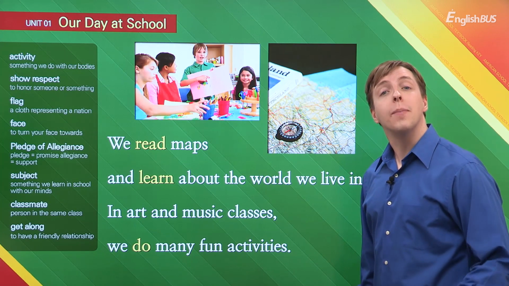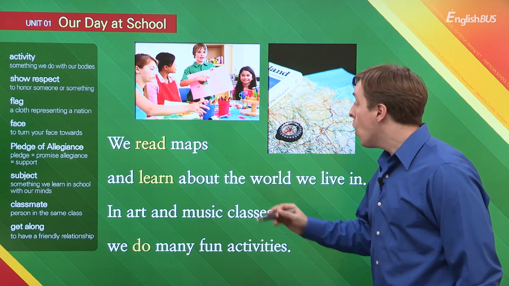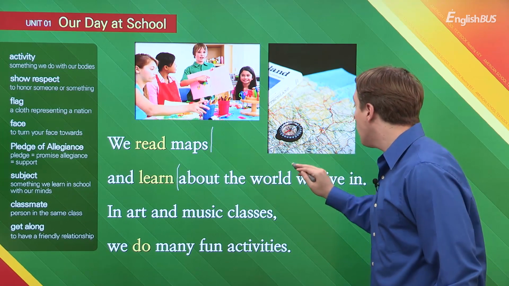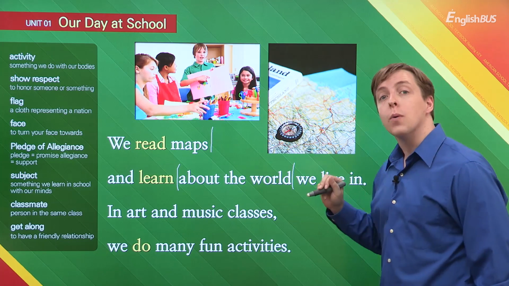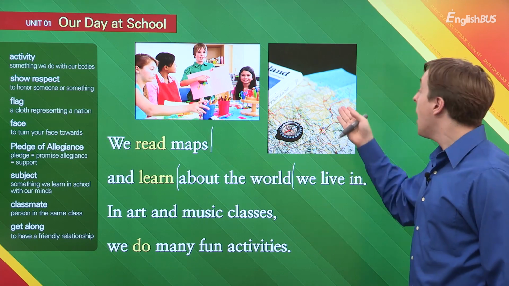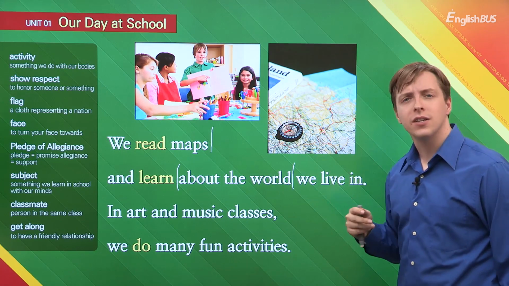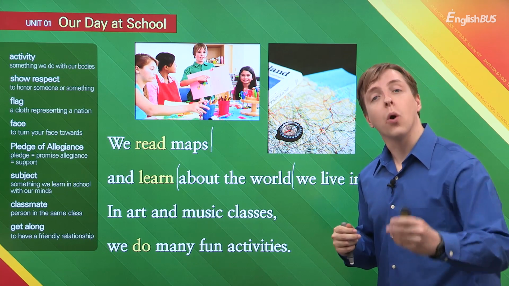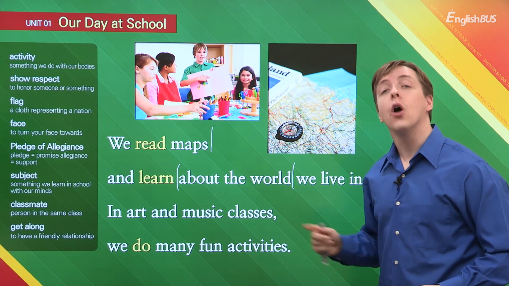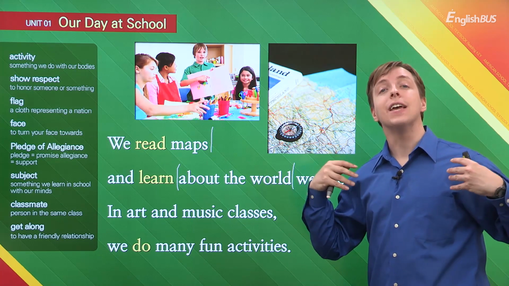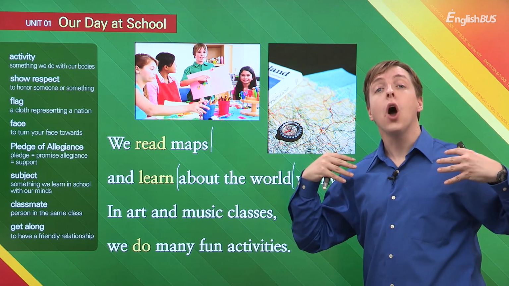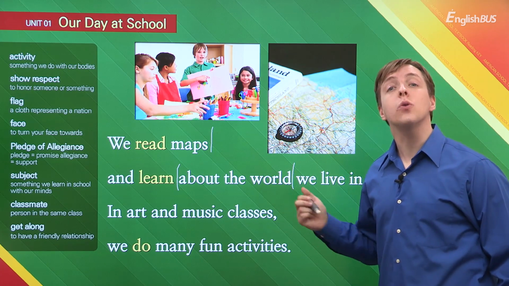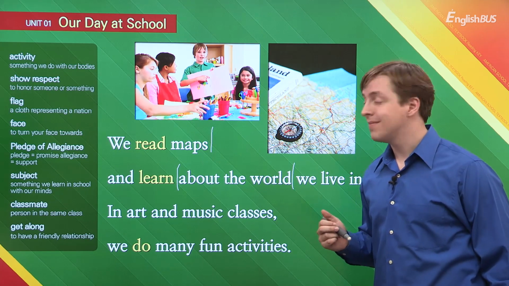What other subjects do we learn? We read maps and learn about the world we live in. Remember, a map is a picture of a place. We read maps and learn about the world. What kind of world? The world we live in. The world we are part of. This might be in a social studies class.